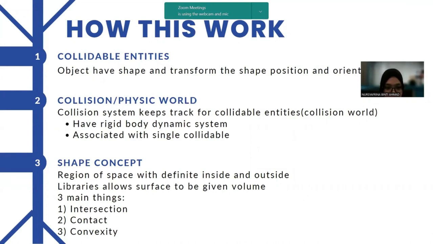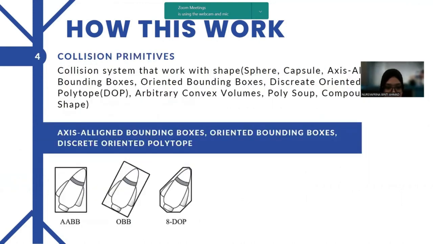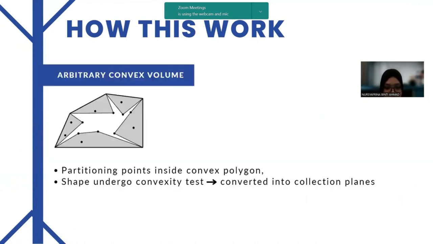The collision SDK provides support for the surface primitive. This can be described as a region of space. In 2D it has an area and boundary, and in 3D it has a volume and boundary. Next is collision primitives, which work with a limited set of shapes. First is AABB, then OBB, and then DOP. The next shape is the arbitrary convex volume, where all the diagonals lie inside the shape.